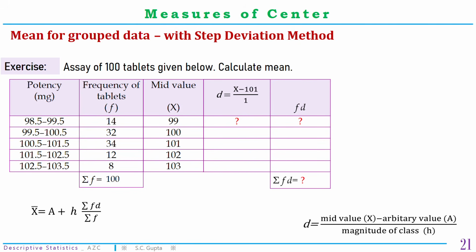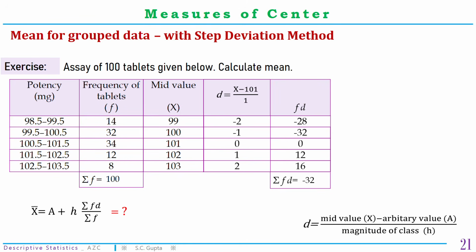To overcome this problem, we have the step deviation method. The equation to calculate the mean with the step deviation method is given below. A is an arbitrary value. The middle value of x is always chosen as A. H is the magnitude of class. The d equation is given on the right side.